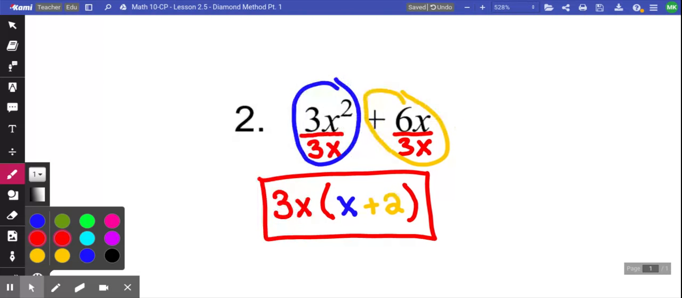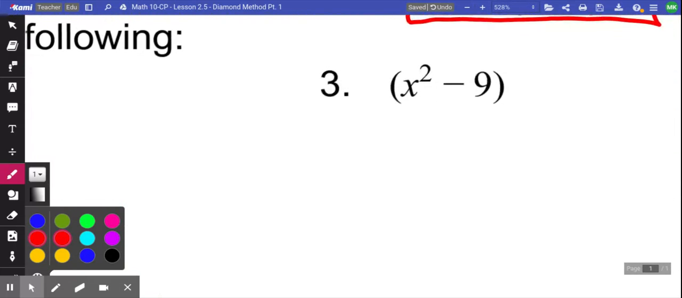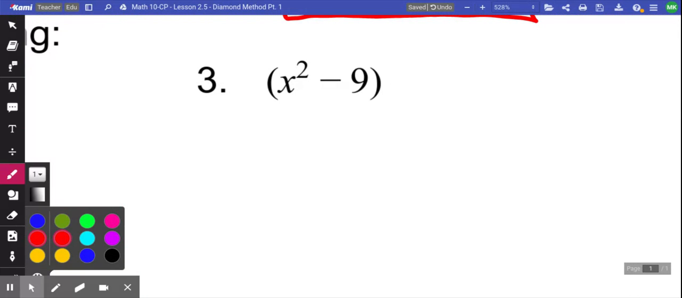Awesome. The second type of factor we learned was that some binomials are something called a difference of squares. A difference means subtraction. Squares means you have things that can be square rooted. I can square root x squared and I can square root 9. This is called a difference of squares. The way you factor it is by square rooting both things. The square root of x squared is x, minus the square root of 9 is 3.